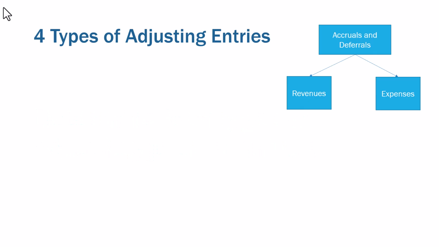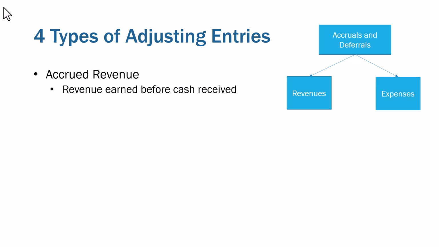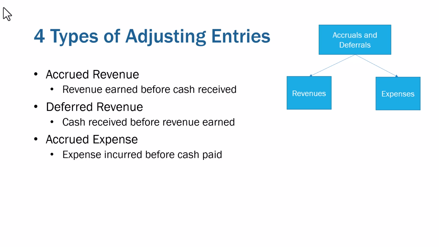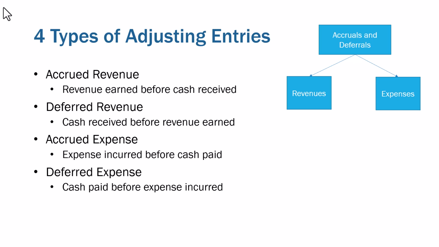Well, there are 4 types of adjusting entries. There are both accruals and deferrals, and within each of those, there are revenues and expenses. An accrued revenue basically means that a company has earned revenue before it got cash. Deferred revenue means that a company got cash before earning the revenue. Accrued expenses mean that a company incurred an expense before it paid the cash. And deferred expenses mean the company paid the cash before incurring the expense.